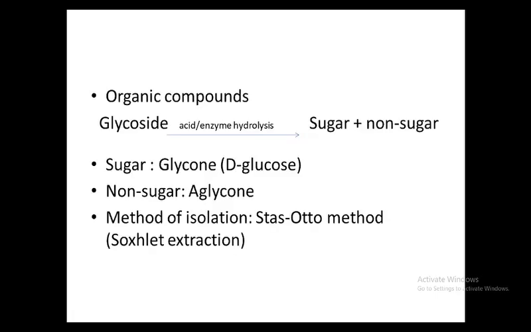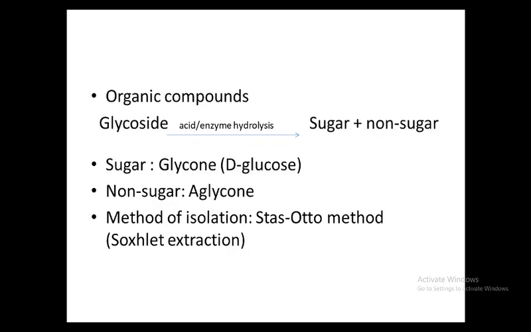Today we are going to see a new topic related to pharmacognosy, that is glycosides. These glycosides are organic compounds made up of two different components, that is sugar and non-sugar. The sugar compound is also known as the glycone part of the glycosides, whereas the non-sugar is known as the aglycone. When the sugar and non-sugar parts join together, they form a new compound, that is glycosides.